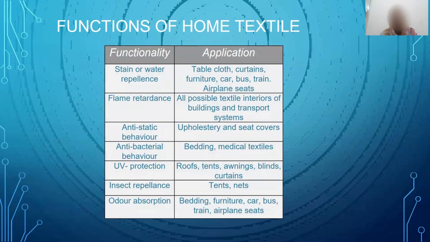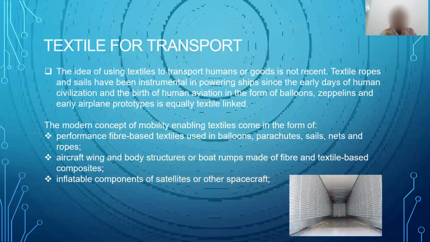Next one is the outdoor absorption: bedding, furniture, cars, buses, trains, airplane seats, etc. Another application of textile is the use of textile for transport. The idea is not recent.